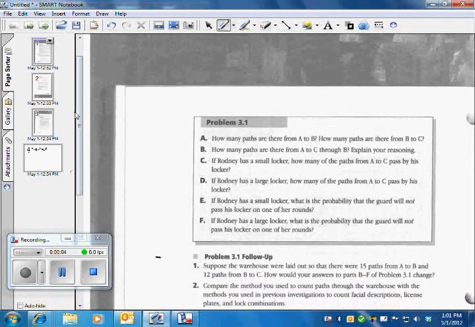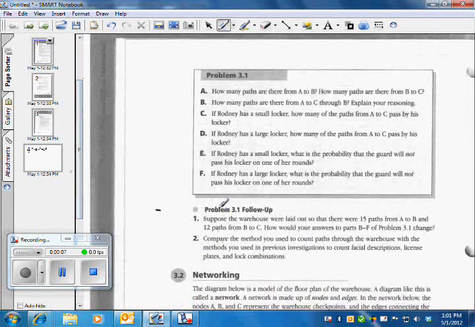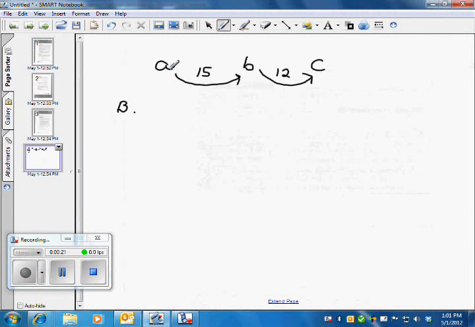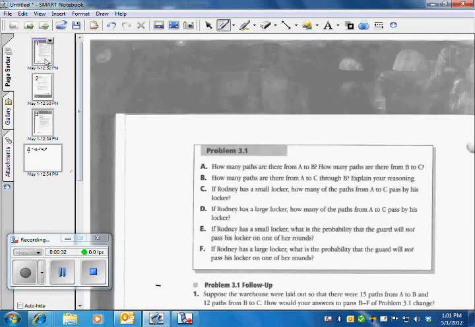Okay, picking back up from where we left off yesterday. Problem 3.1 here says, suppose the warehouse were laid out so that there were 15 paths from A to B and 12 paths from B to C. How would your answers to parts B through F of problem 3.1 change? Got a little model here that shows checkpoint A, checkpoint B, checkpoint C. This indicates there are 15 paths between A and B, 12 paths between B and C.